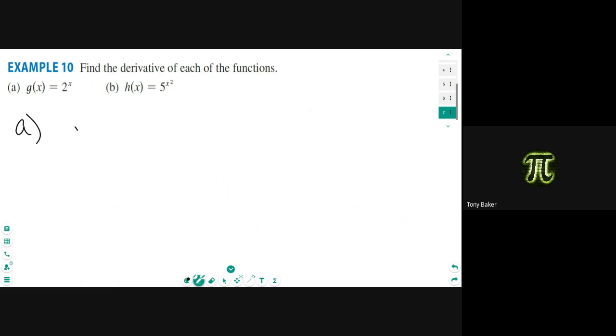A we already did, but g prime of x is just ln of 2 times 2 to the x.